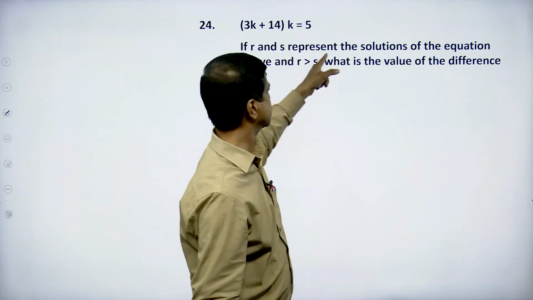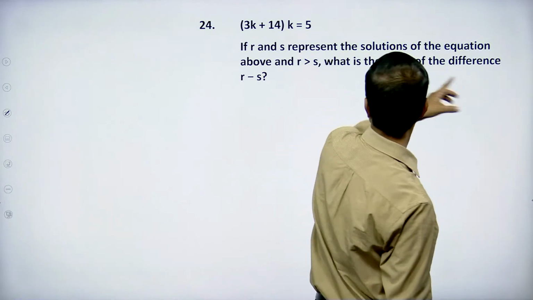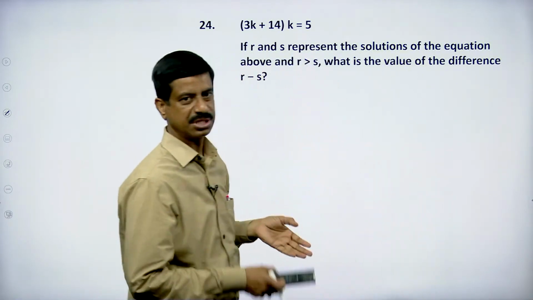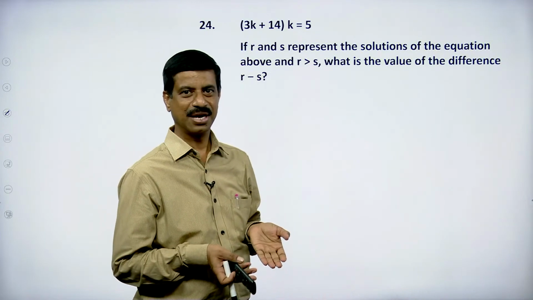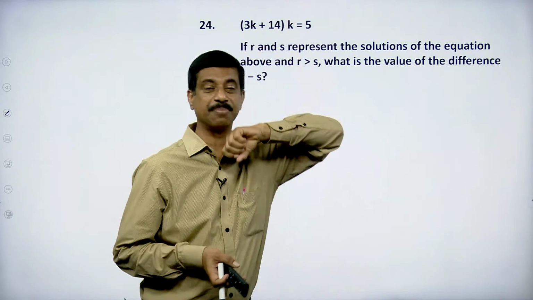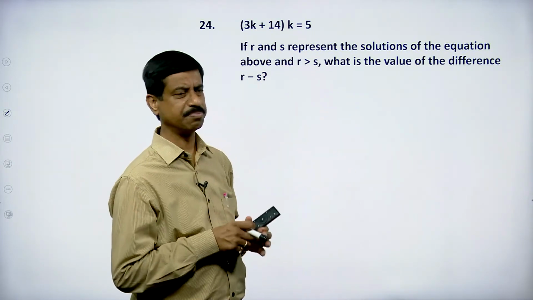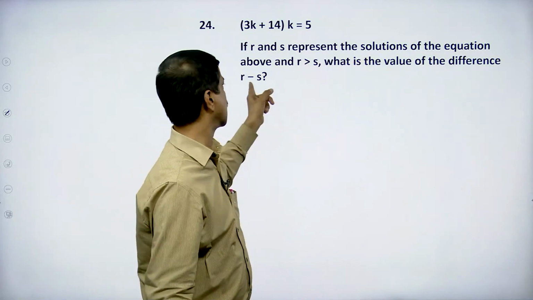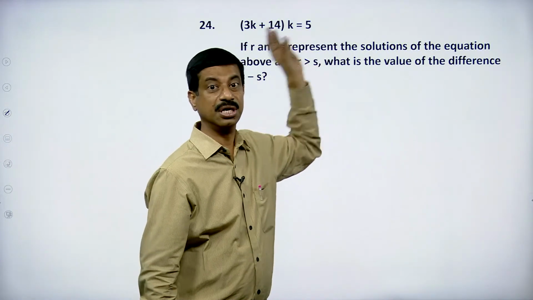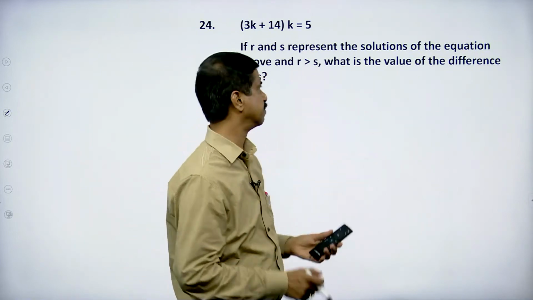So, now next question, you see, 3k plus 14 into k is 5. If R and S represent the solutions of the equation where R is greater than S, what is the value of the difference? The difference itself is minus, right, children? So, this difference of R and S should have been a proper question rather than saying difference R minus S. Anyway, it is okay, simple English language. He is calling R minus S the difference. Difference of R and S or difference R minus S are one and the same, it does not matter.